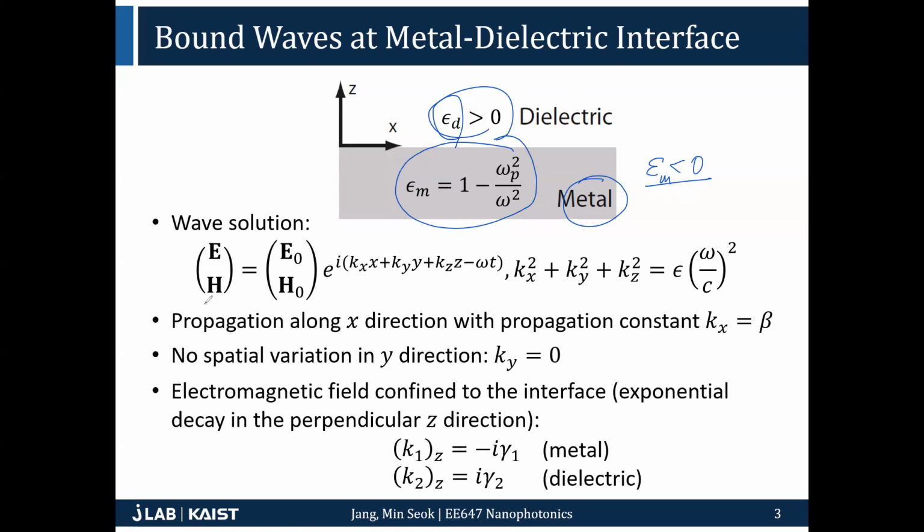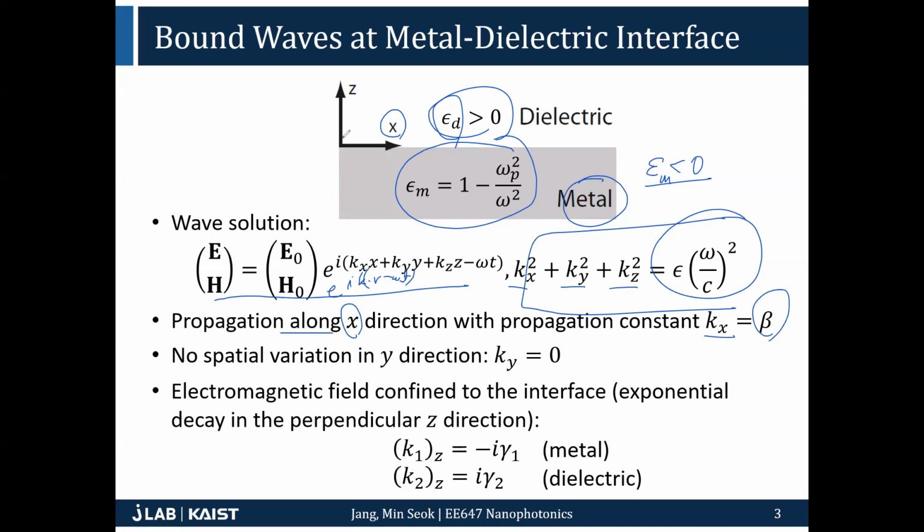So the wave solution is the same as we did: the E field is supposed to be e to the i (k dot r minus omega t), and kx, ky, kz are supposed to satisfy this relation, right? And the propagation direction in this case is along the x direction. Previously we set it to z, but here we set it to x because the book has a different convention, and I just want to keep consistent with the book. So now the x direction is our propagation direction. And in the y direction, we have no variation.